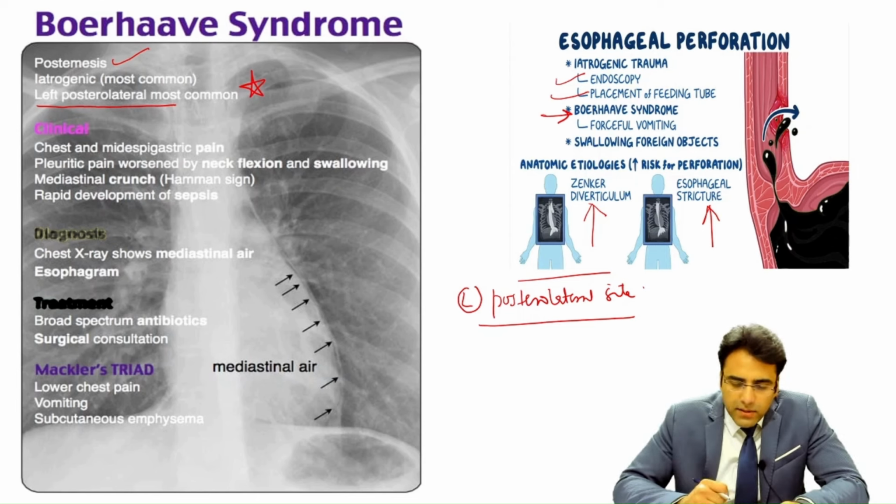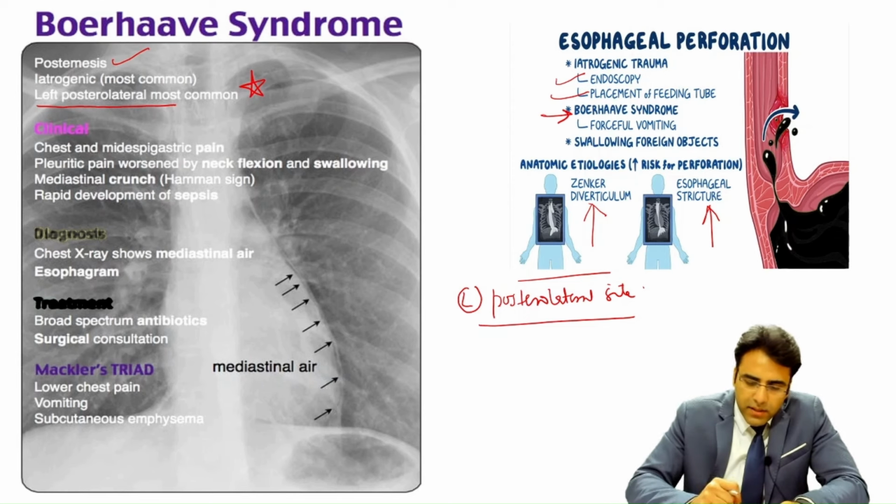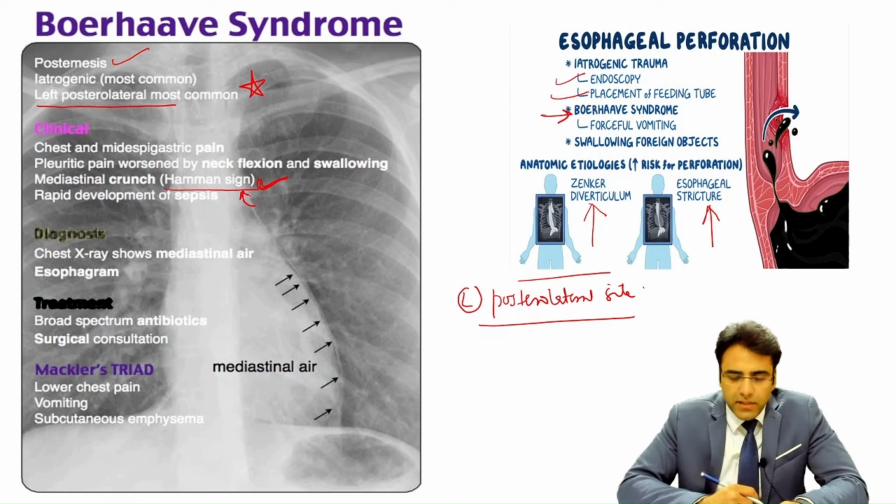Now, the clinical features are the patient has chest and mid-epigastric pain, pleuritic pain worsened by neck flexion and swallowing, then mediastinal crunch, that is called Hamman sign. Clear? Also frequently asked in NEET PG entrance exam. Hamman sign is what? It is mediastinal crunch, specifically seen in esophageal perforation. Then there is rapid development of sepsis.